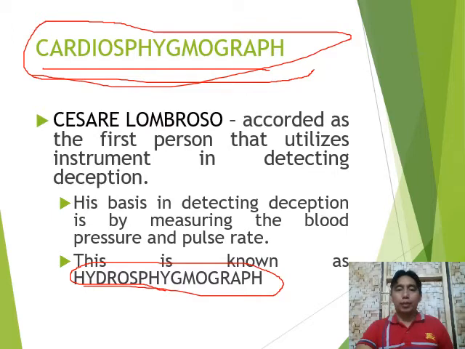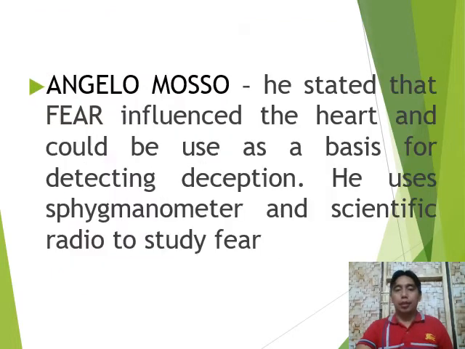Cesare Lombroso is accorded as the first person that utilized this instrument in detecting deception. During his time, remember, he existed in 1895, and he already used that in detecting deception, although not as a law enforcer. But he already attempted to use that in detecting deception, because the polygraph machine was used in law enforcement only in 1920, recording only the blood pressure and skin resistance. So take note of that, and then progress.